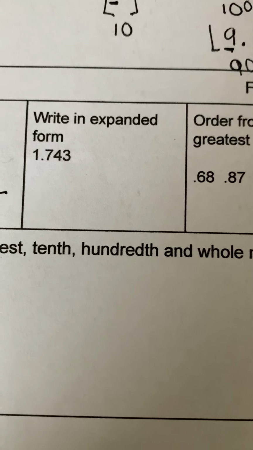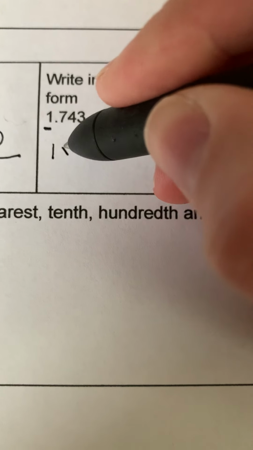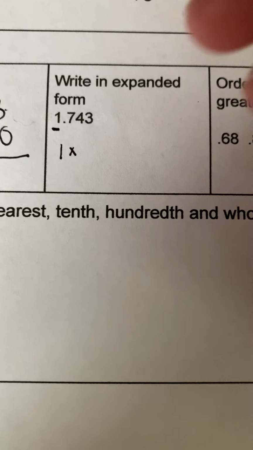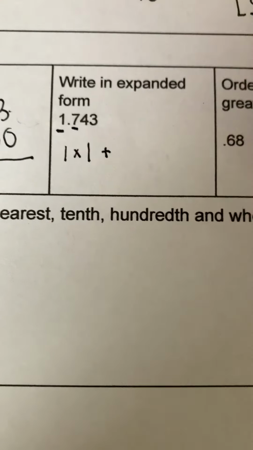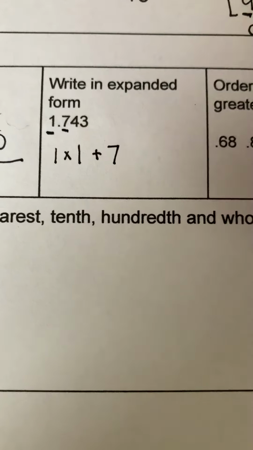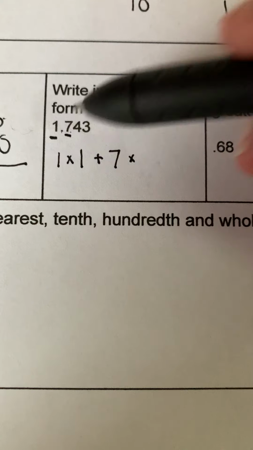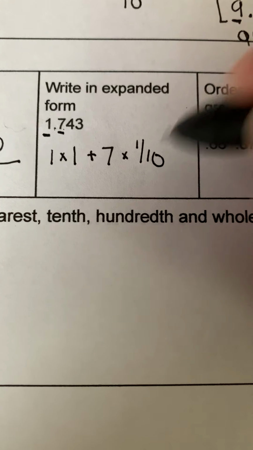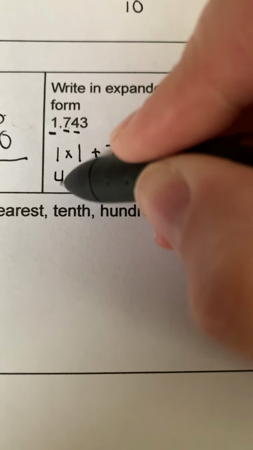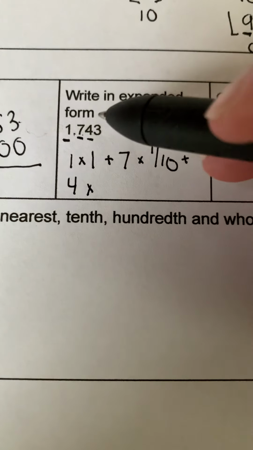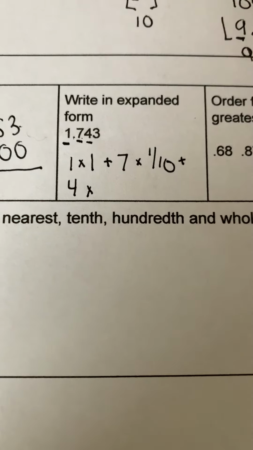The next one, write in expanded form. We take the first number we see, which is 1. 1 times, what place is 1 in? It is in the ones place. So 1 times 1. Plus, take your next number. Our next number is 7. Bring our 7 down. Times, what place is that 7? It's in the tenths place. So times 1/10. Plus, our next number is 4. 4 times, what place is that 4 in? You're going to multiply it by what place it is and continue it on with the 3.